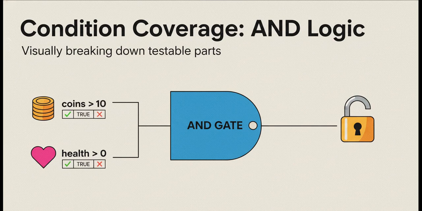Condition coverage forces you to check every single possibility. What if you have enough coins, but no health? What if you have full health, but not enough coins? This is how you find those sneaky little bugs.